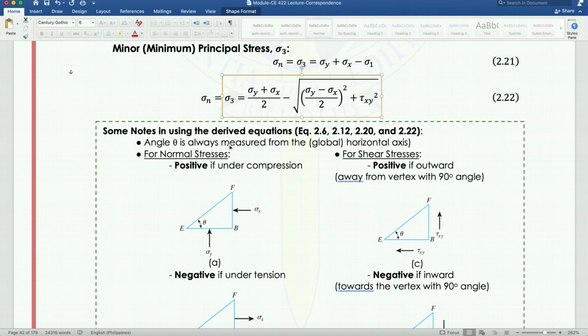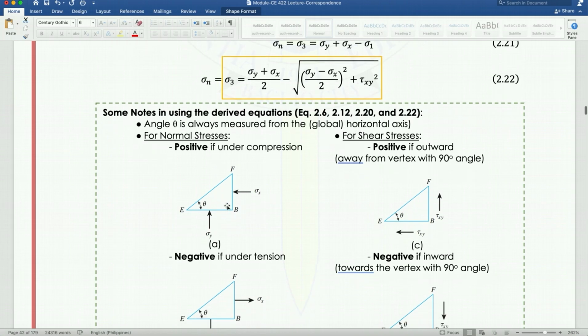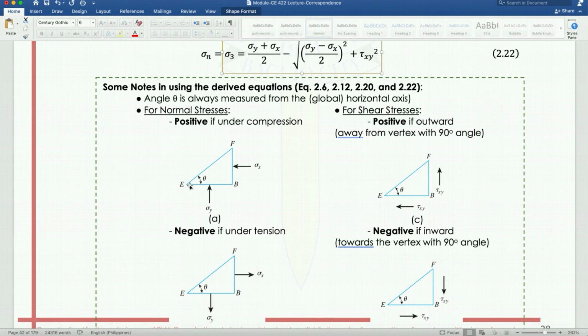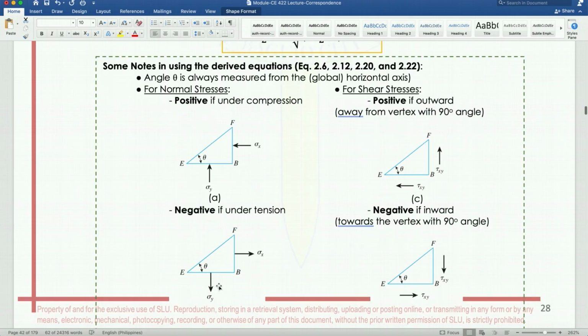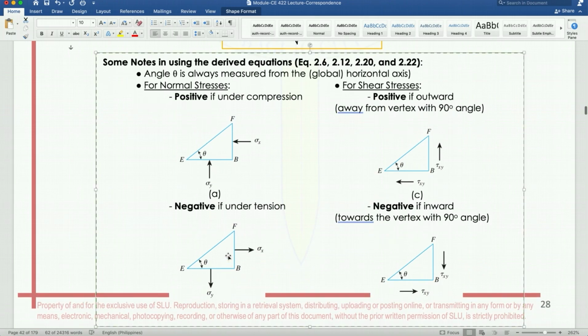So angle theta is always measured from the global horizontal axis. So global horizontal axis, it would be this. It is from positive x-axis. Okay, so positive is if it is for normal stresses, positive it is compression. Kinocompress natin yung soil particle. This is our soil profile. Kinocompress siya, therefore it is positive. Okay, for normal stress. It is negative is if it is in tension or it is going away. It is going away from our soil profile or soil particles.